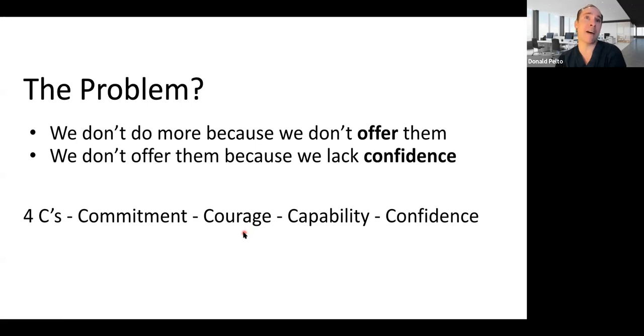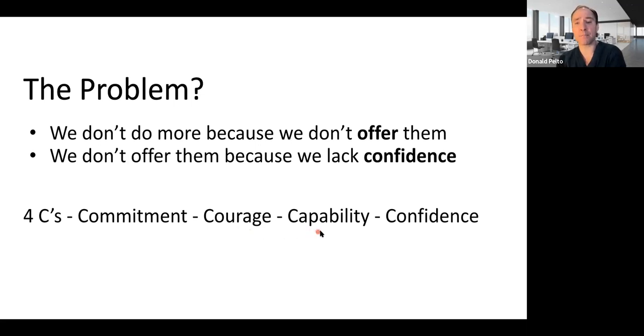Maybe you don't have any DME AFOs in your office and you need to find a vendor. Maybe you need to get a couple of samples to see what they're like. Maybe you need to figure out how to teach your staff how to cast for them or scan for them with a 3D scanner. Once you do that, that's going to take courage. You're going to have to learn how to bill for it. There are a lot of things you have to do, and that takes courage. It takes work, basically.